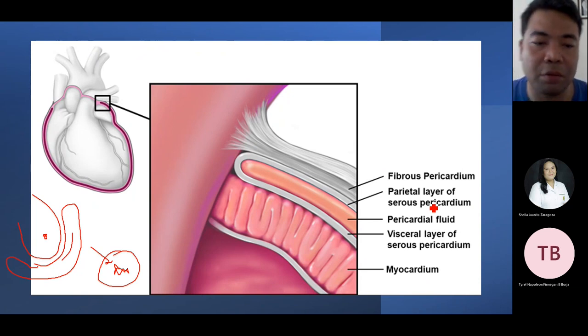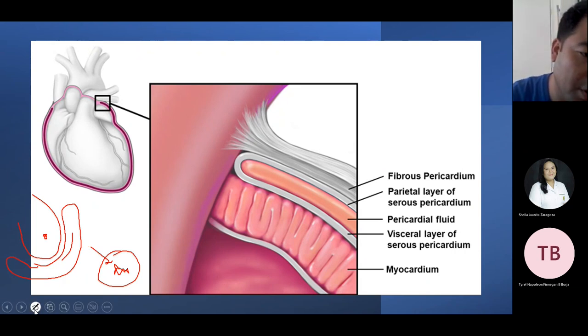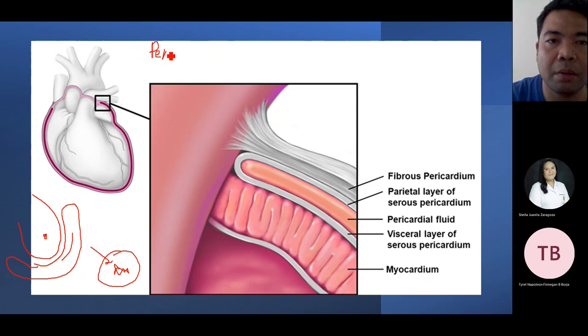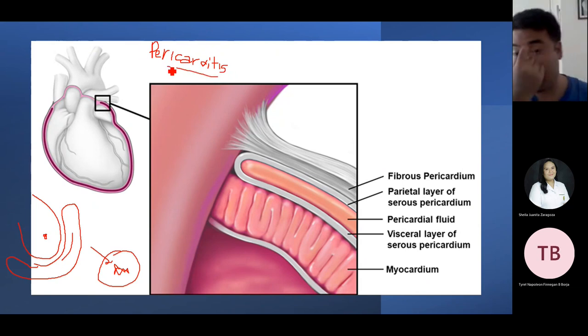But you have to remember, I don't know if you have heard this condition. Narinig nyo na ba yung word na pericarditis? Okay. Pericarditis. When you say pericarditis, that is the inflammation of the serous pericardium. Yung serous layer lang, both the parietal and the visceral layers.